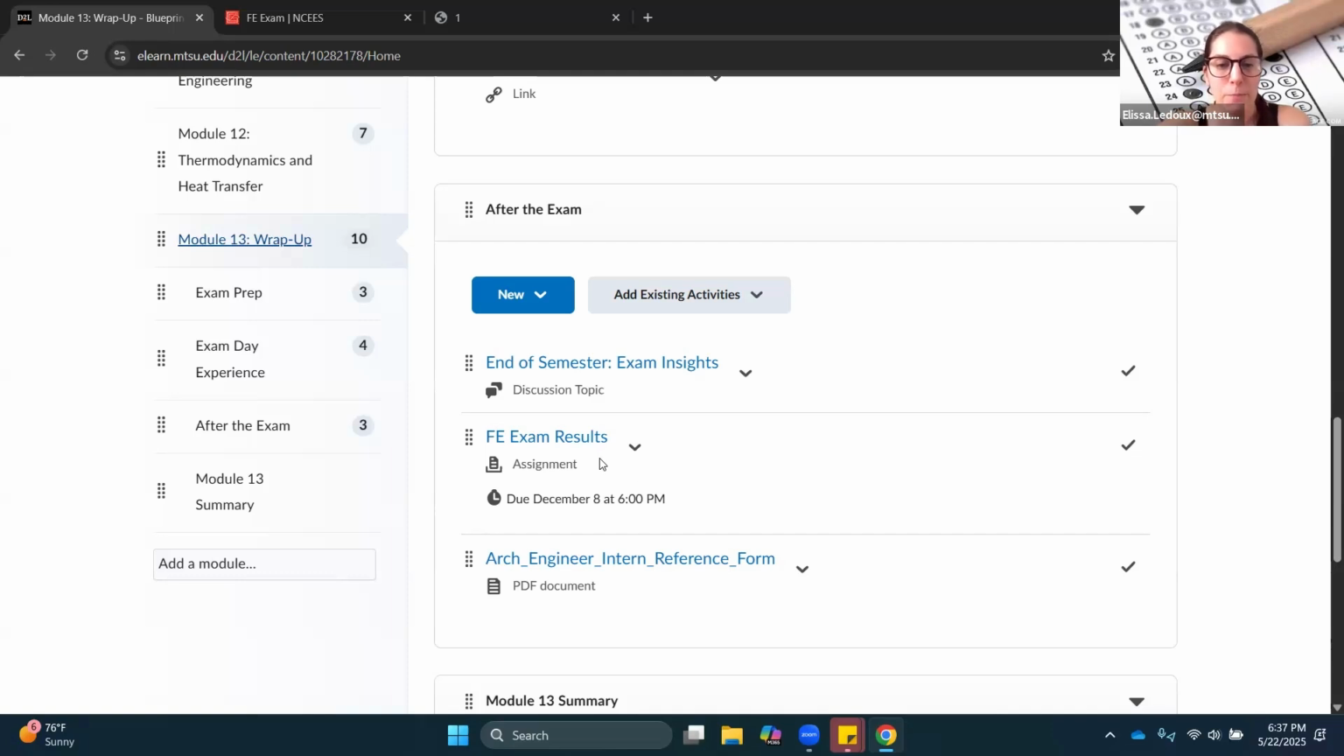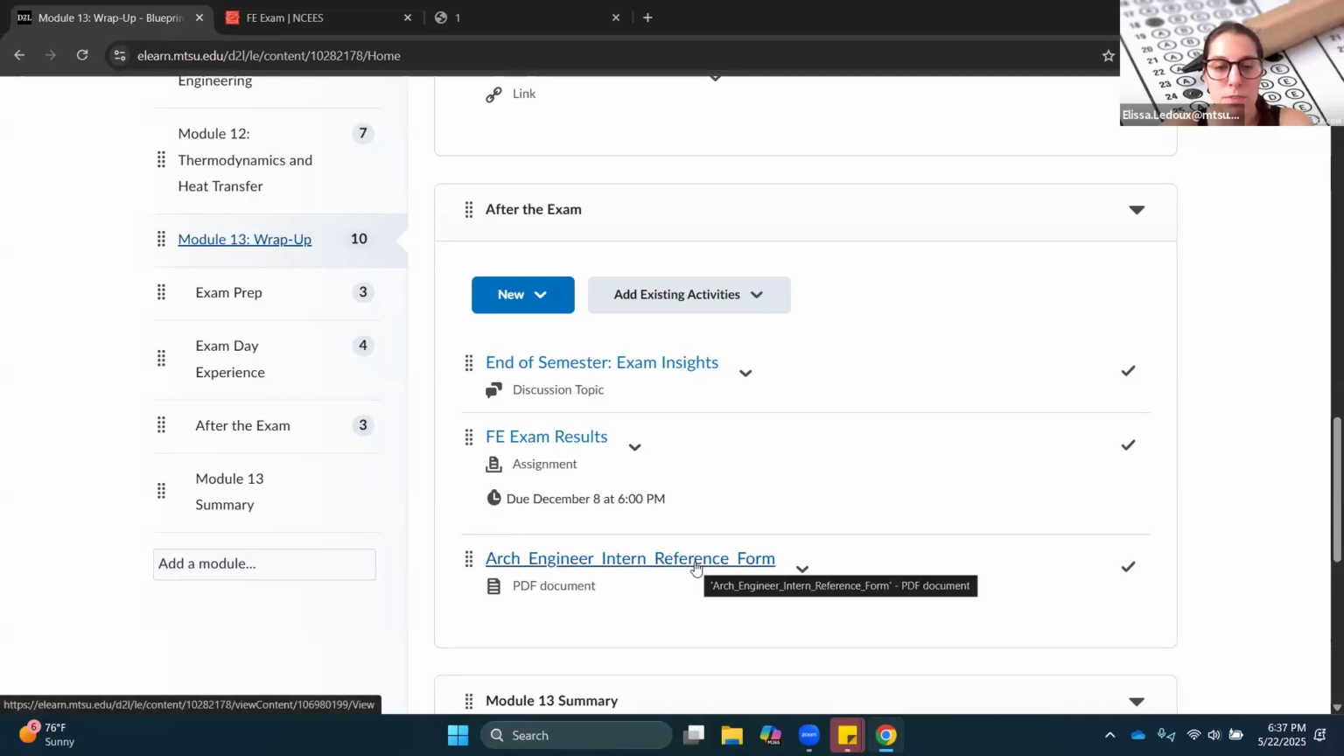And then finally, if you pass, in order to receive your certification for the engineer intern and be registered with the state, you have to fill out this form. So just simply passing the FE does not earn you that certification. It does not happen automatically. So you have to fill this form out.